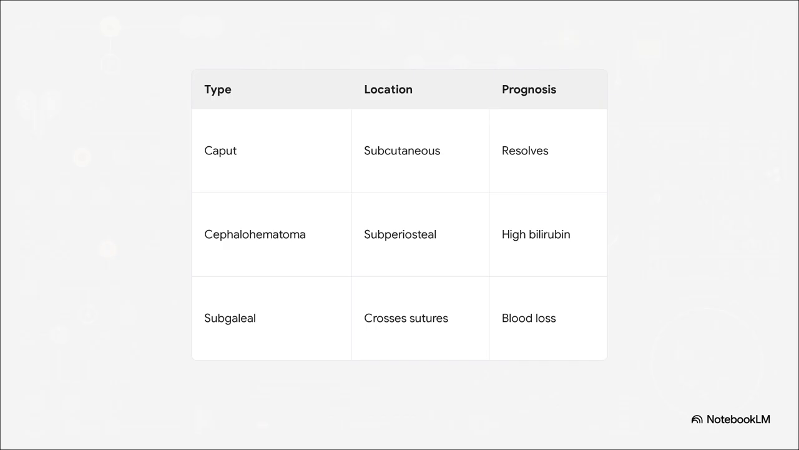So, why does this distinction actually matter for prognosis? Well, caput succedaneum is soft, it's boggy, and it usually just self-resolves. No big deal. A cephalohematoma is firmer, doesn't cross sutures, and carries a major risk for hyperbilirubinemia, mainly because that trapped volume of red blood cells eventually breaks down.